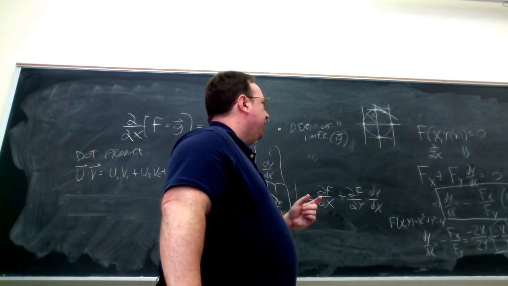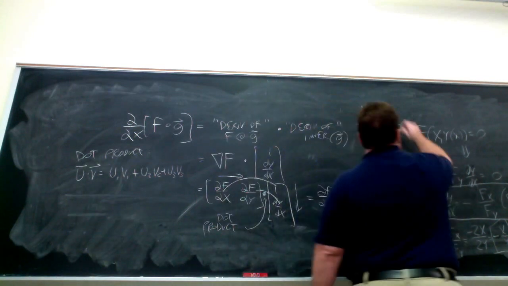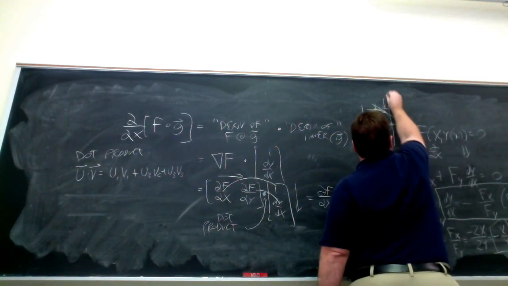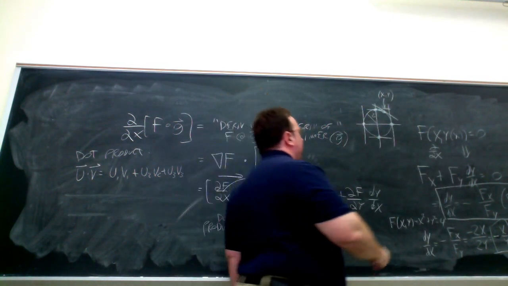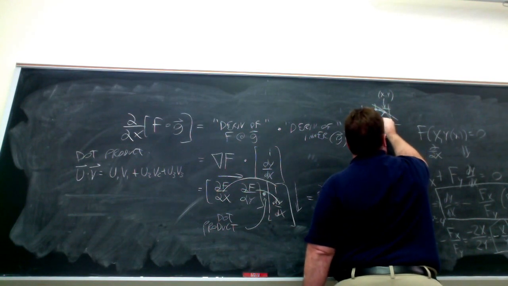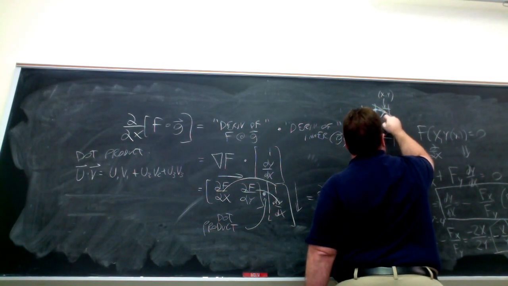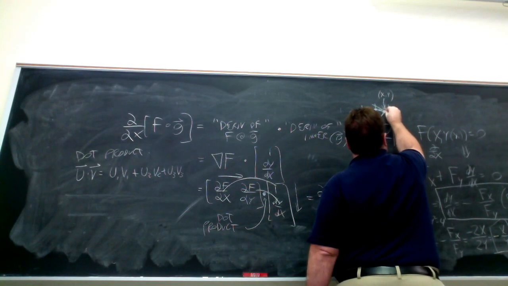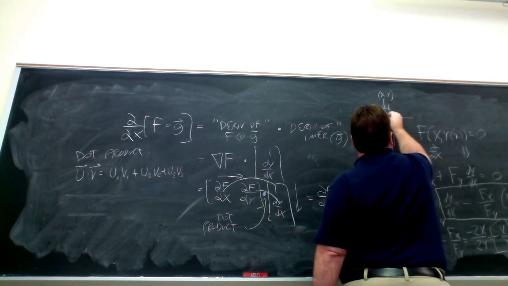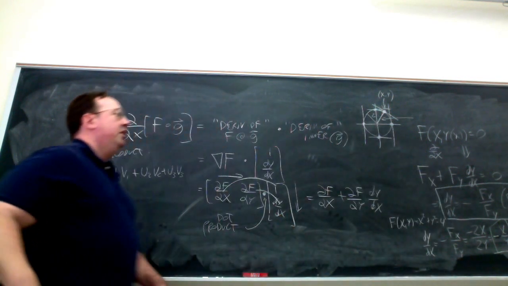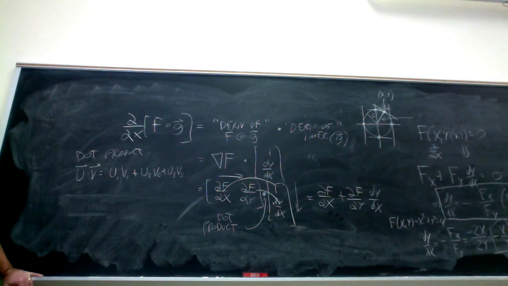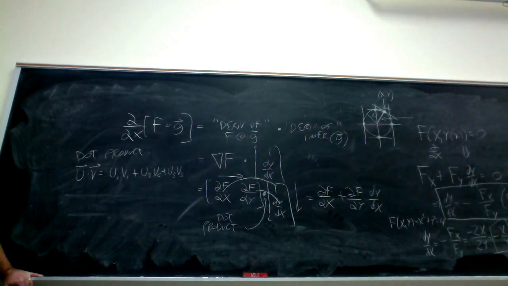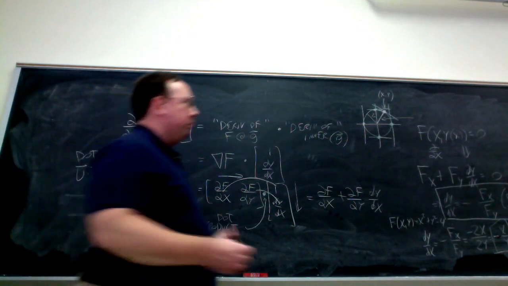Now, one other thing worth pointing out is, if this is my point on the circle, xy, if I draw this line right here, can anyone tell me, in terms of x and y, what is the slope of that line? It is y over x, rise over run.